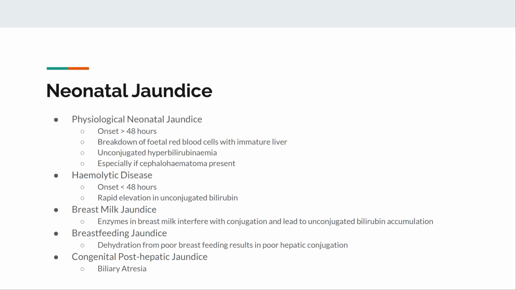It's essentially what used to be called kernicterus, where you get bilirubin pigment accumulating in your basal ganglia and you end up with a form of cerebral palsy called choreoathetosis.